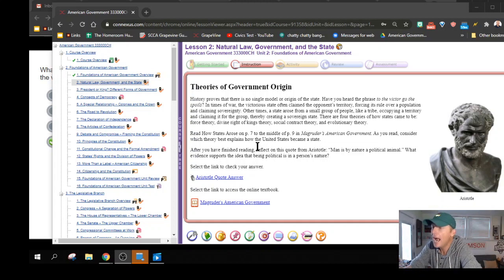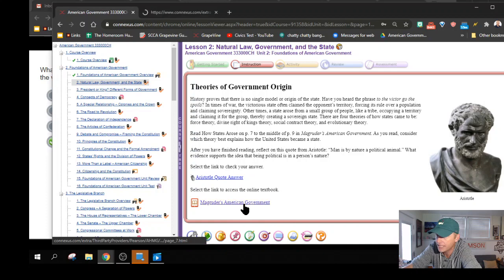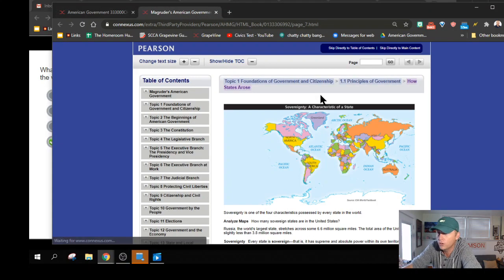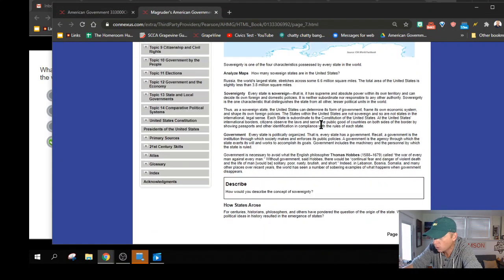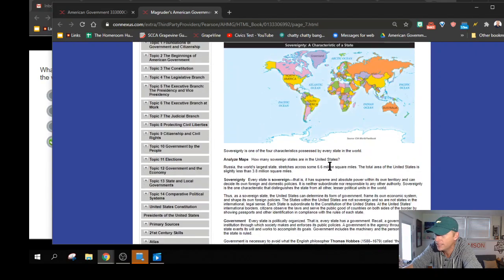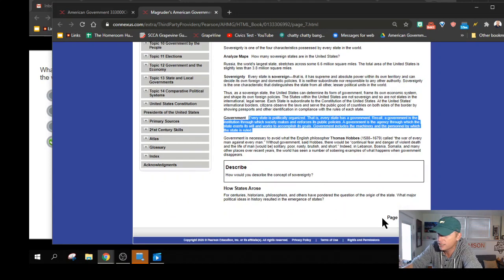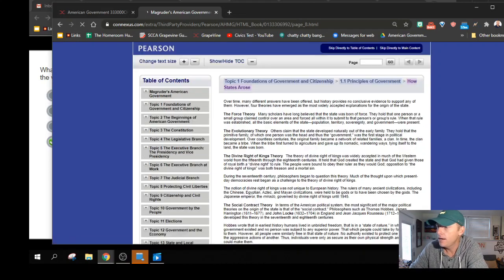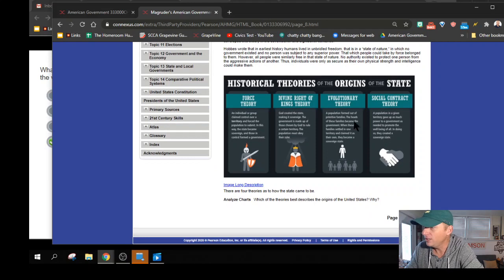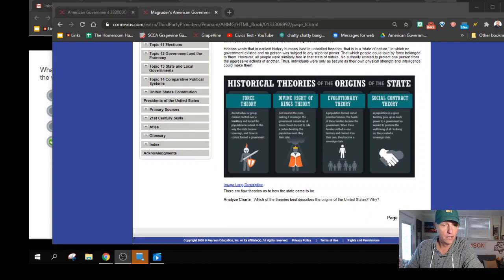Alright, so how states arose, on page 7 to the middle of page 9 in the textbook. So you click on that. The book pops up. We're wanting to go to page 7. It's already on page 7. They want you to analyze the maps, look at what sovereignty is, what government is. Should you do this? Yes. You should do this. Go to your book right now. Click on it. Pause me. Read it. 7. 8. Ooh, this is a great graphic right here. I'm liking that. Ooh, let's go to that. Let's look at that. Where's that at? Put that up right here.